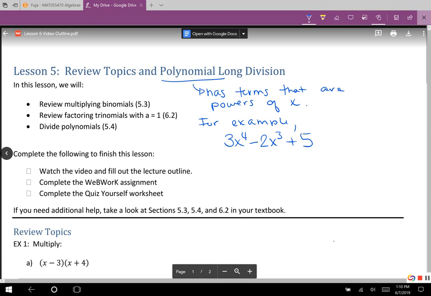So we're going to review multiplying binomials, which is basically just a polynomial with two terms. And then we're going to talk a little bit about factoring. We're going to come back to that discussion in a couple weeks. And we're really going to focus on dividing polynomials.